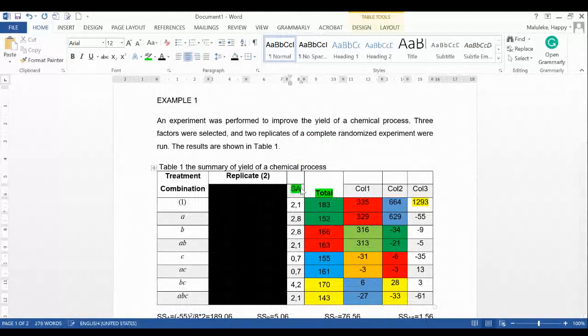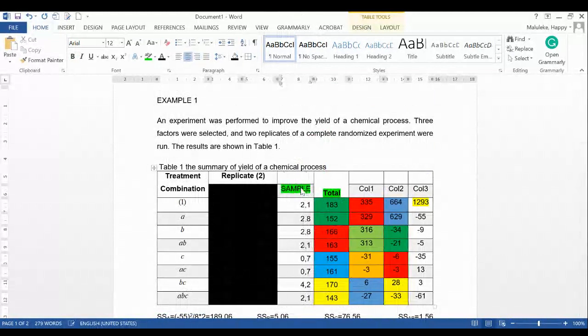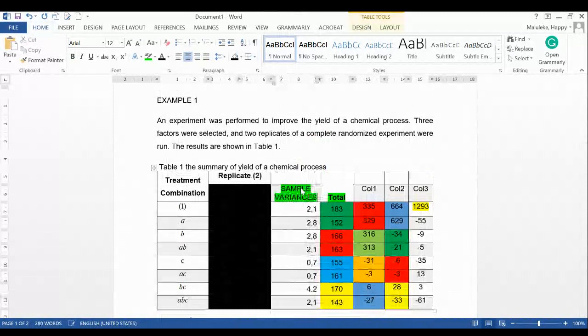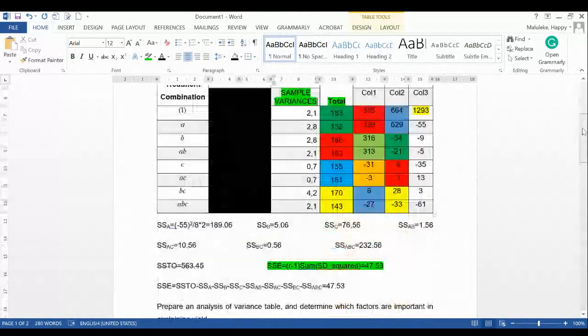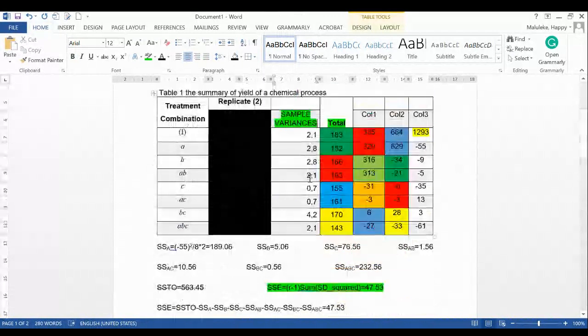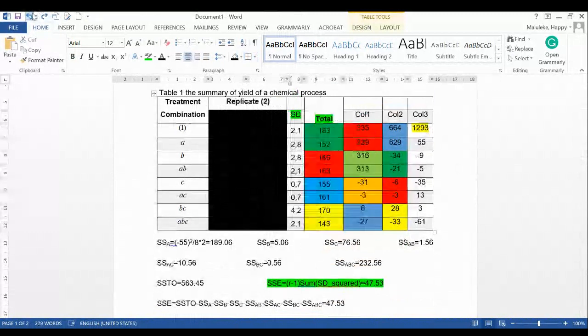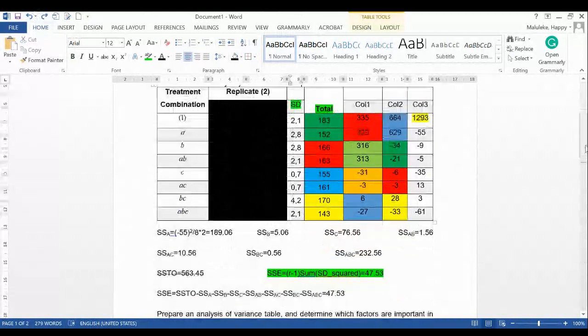Suppose here this was the variance. If you are told that these are the sample variances, how do you find SSE? If it's the variance, you don't have to square them, right? You just add the values and multiply them by r minus 1. In our case, r minus 1 is 1. Any question, guys? So constructing an ANOVA table, you can do that one.